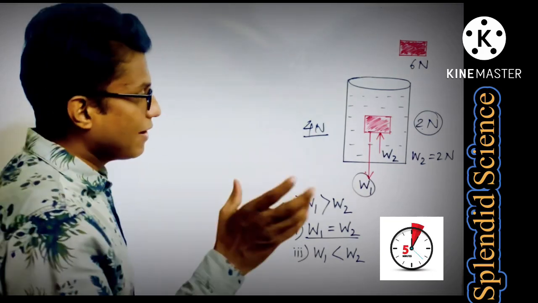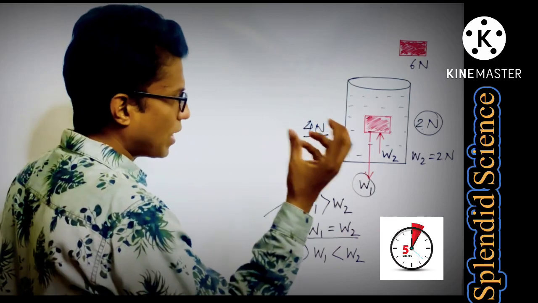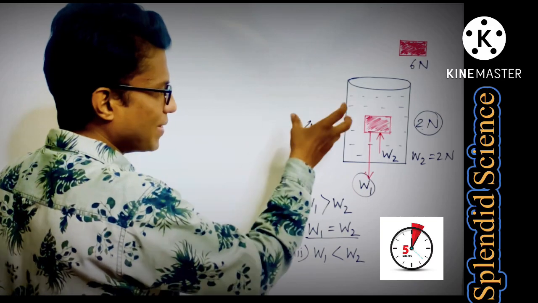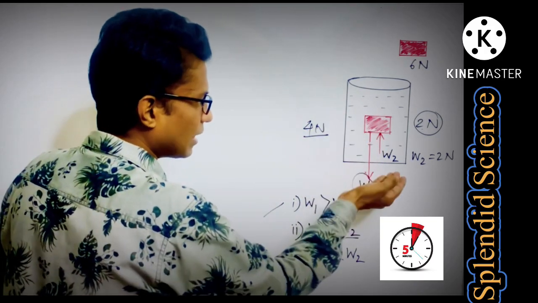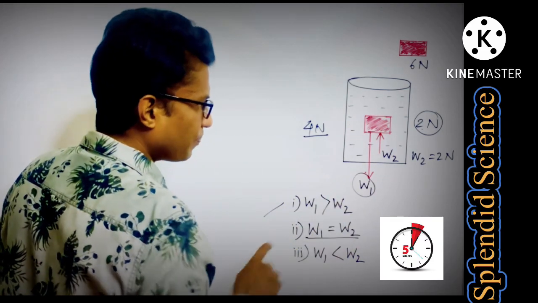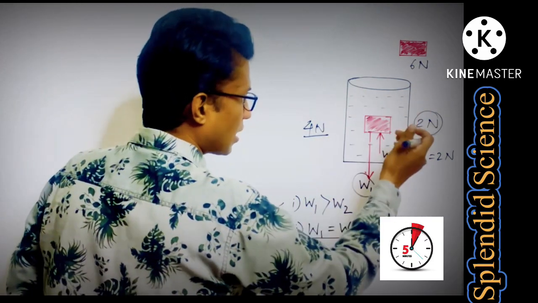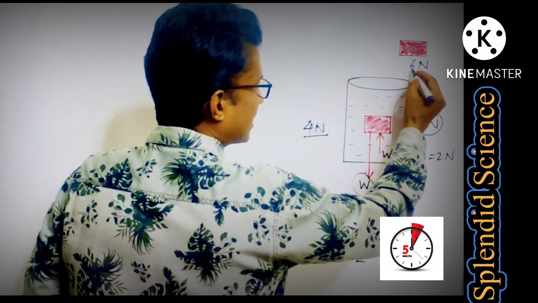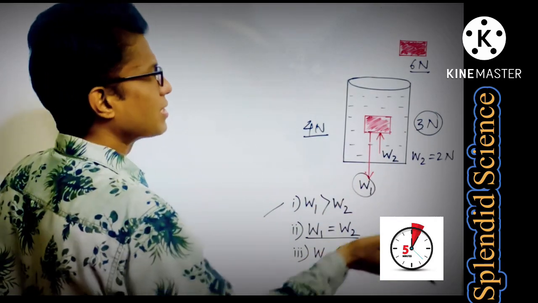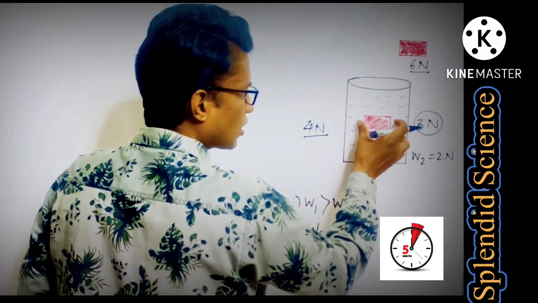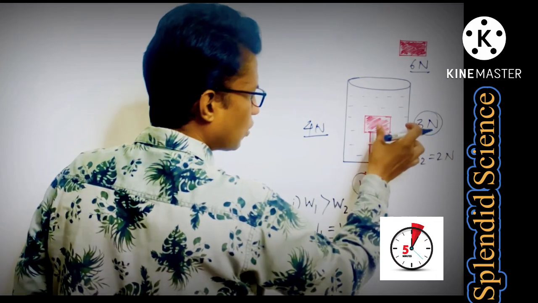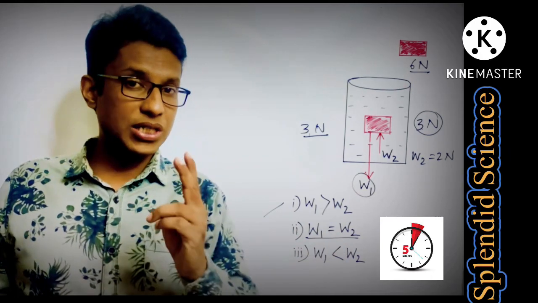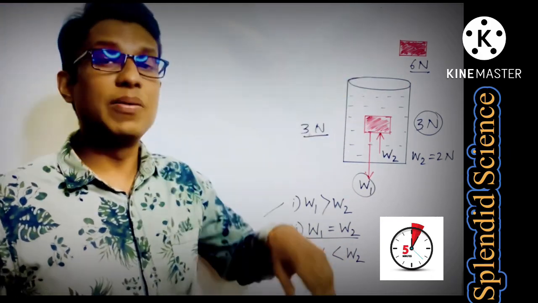The summary is, if the object will lose its weight by 2 Newton and its underwater weight is 4 Newton, it means the weight is greater than the buoyancy, so the object will sink. But if it displaces some water which is just equal to 3 Newton, so 6 Newton was its weight when it was in the air, and it has lost some weight of 3 Newton, then the underwater weight will be 3 Newton. That means W1 is equal to W2. Condition number 2, the object will float but being fully immersed, okay?